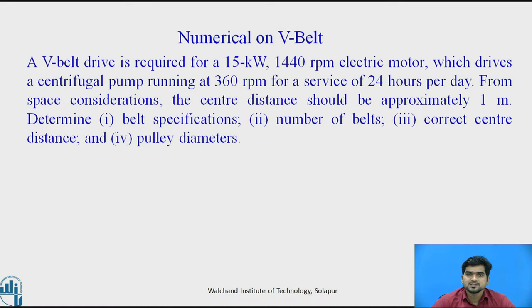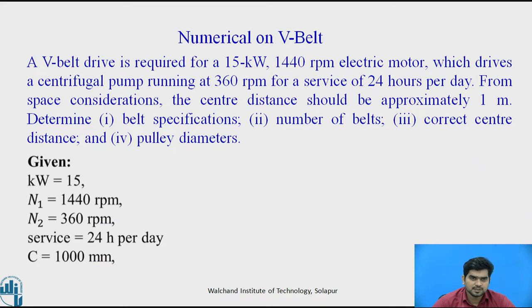From space considerations, the center distance should be approximately 1 meter. The distance between the input shaft and the output shaft, that is, the distance between the electric motor shaft and the centrifugal pump shaft, is 1 meter. So we have to determine the belt specification, the number of belts, the correct center distance and the pulley diameter.